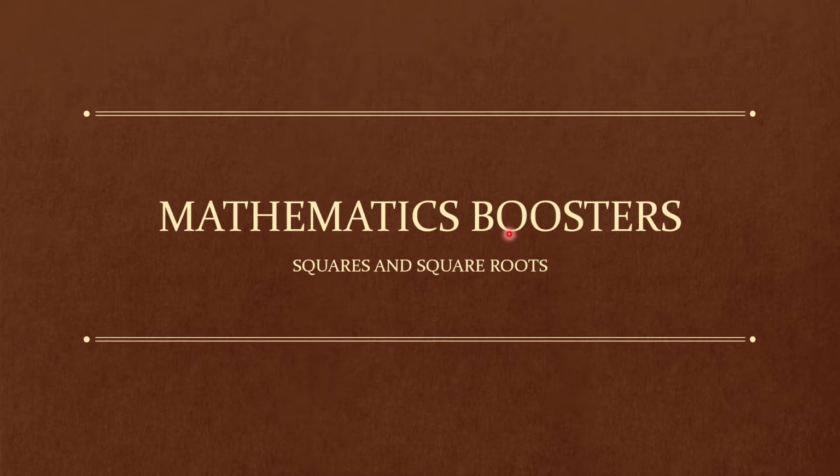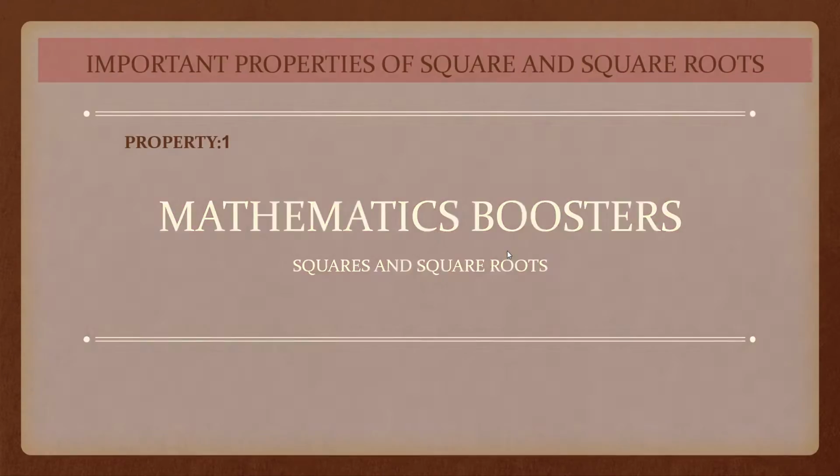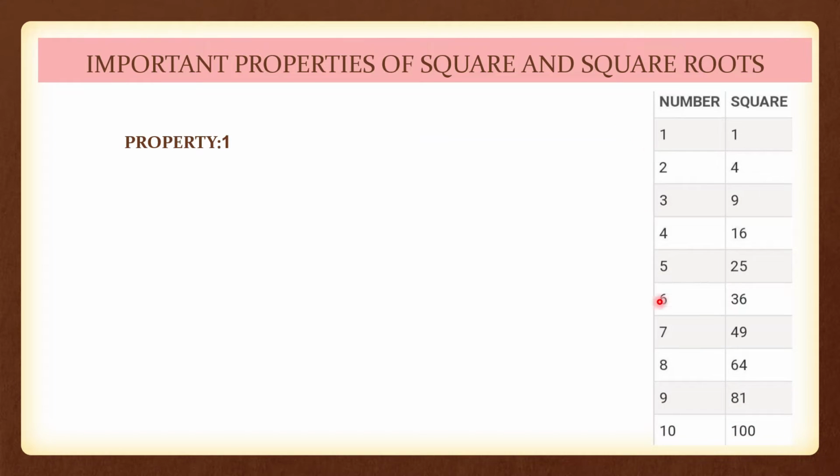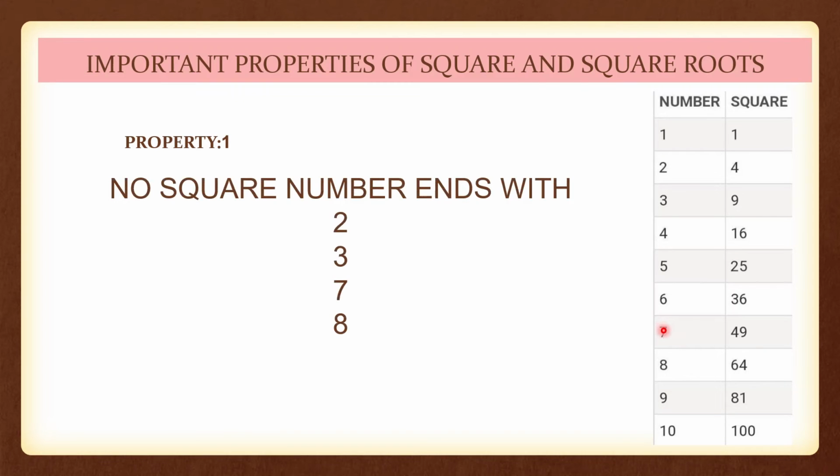Welcome everyone to a new episode of the Squares and Square Roots series, and today we will learn important properties of squares and square roots. Squares of natural numbers till 10 are in the table, so using this table we can say no square number ends with 2, 3, 7, or 8. You can refer to this table. We have 1, 4, 5, 6 and 9, but no square number is ending with 2, 3, 7 or 8.